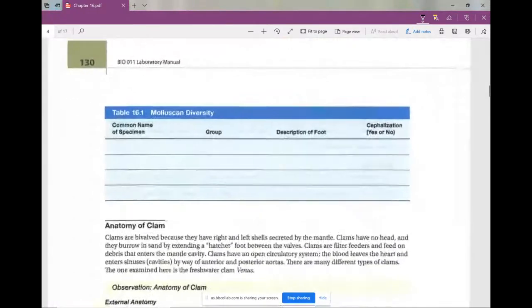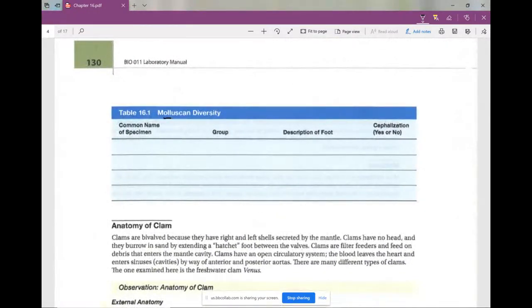Okay, so in this table, molluscan diversity, common name of a specimen. Well, let's say chiton, right? This is what I was referring to. Those are polyplacophorans. You can say the description of the foot is under the shell. Under the shell is fine. Cephalization, no. Polyplacophorans do not have a particular head region.